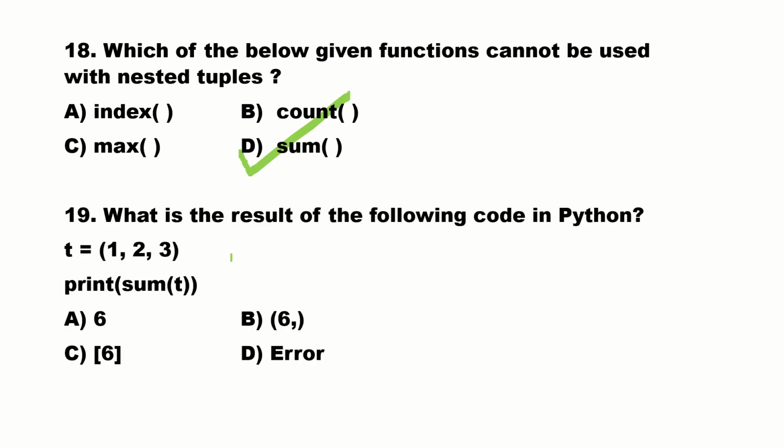Next one, what is the result of the following code in Python? Here a tuple is given, and we are asked to print the sum of T. What does sum do? The sum function returns the sum of all elements in a tuple. What is the sum of this one? It is 6, so it will return 6. Next one.